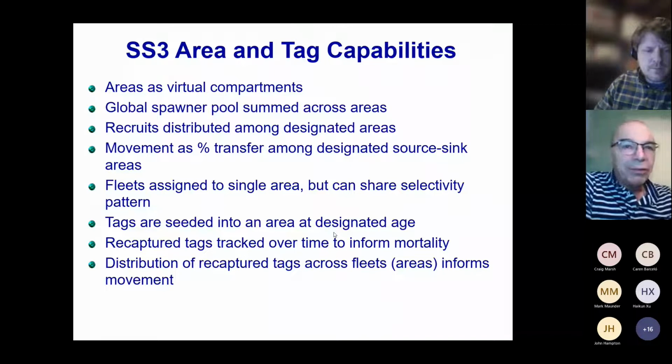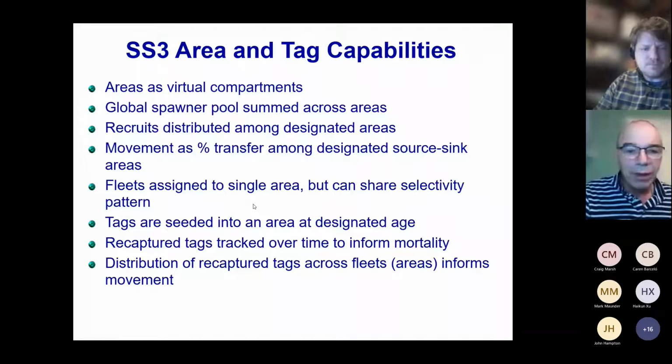Recaptured tags are then tracked over time to inform mortality, and the distribution of recaptured tags across fleets, which again represent only areas, will inform movement. So those are the basic characteristics, and clearly, very much similar because we're dealing with the same kind of problems as the characteristics you see in multifamily.